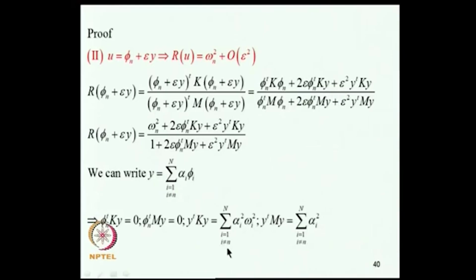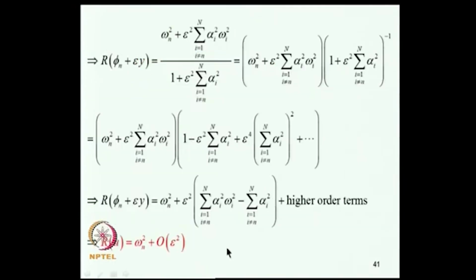The term i not equal to n, in this summation I cannot take the value of n. Now, if you go back and substitute, you get this ratio, and the denominator I can write in this form, and if I do a binomial expansion of this and retain only the first few terms, I get this expression, and we can see that the Rayleigh's quotient possesses the property that I stated. That means this term is order epsilon square.